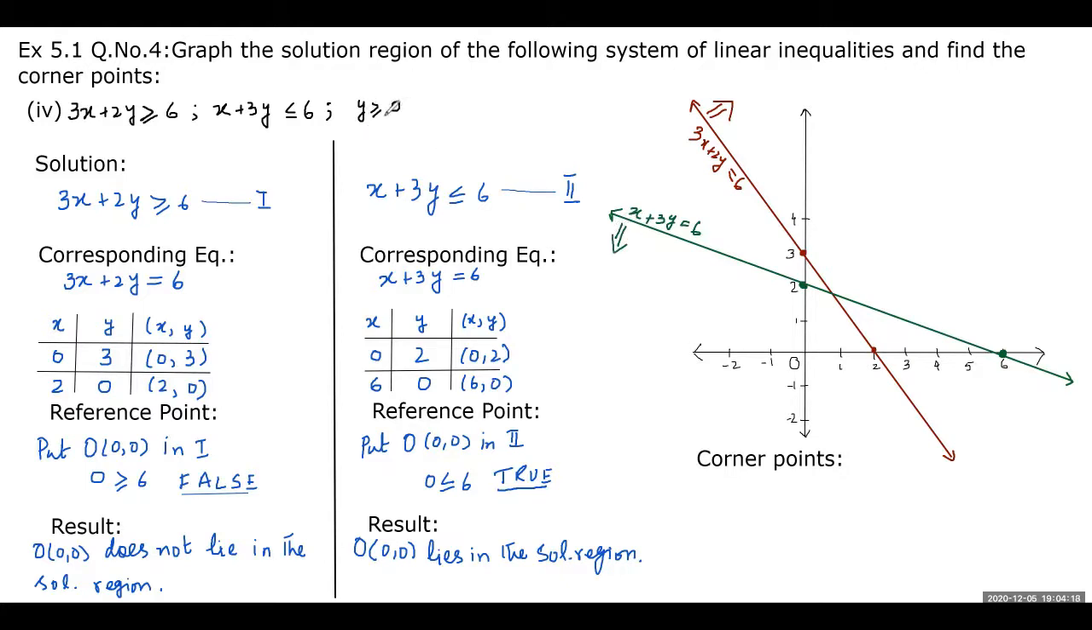Y is greater than or equal to 0. This is the line. The x-axis is the line y equals 0, and y greater than or equal to 0. Let's mention it with some red color. So this is y greater than or equal to 0. Y greater than or equal to 0 is simply this region. Y equals 0 is this line, the x-axis.